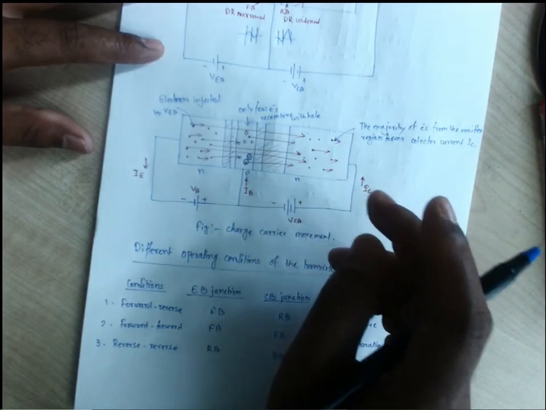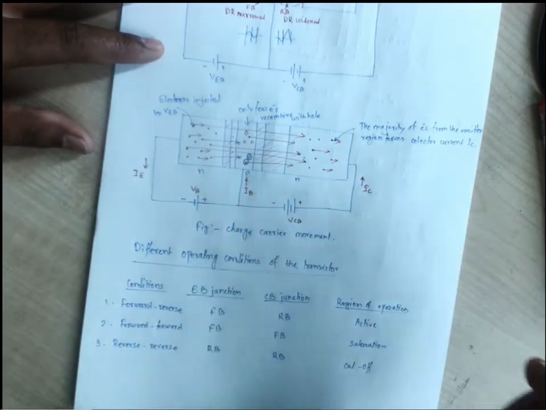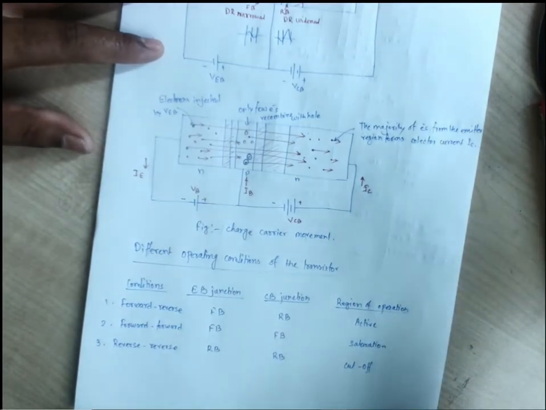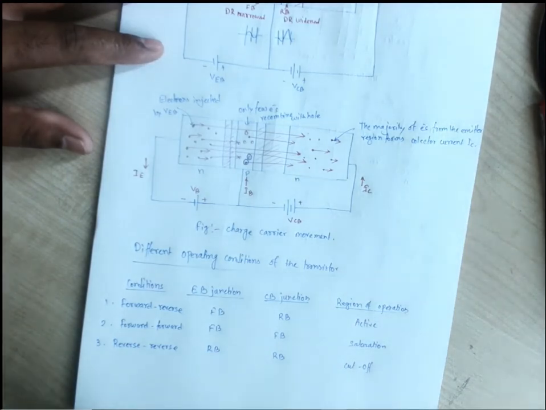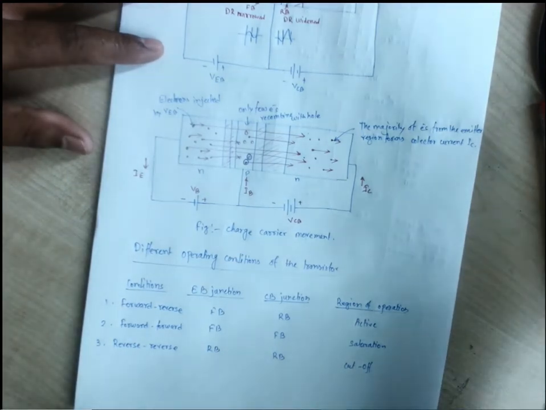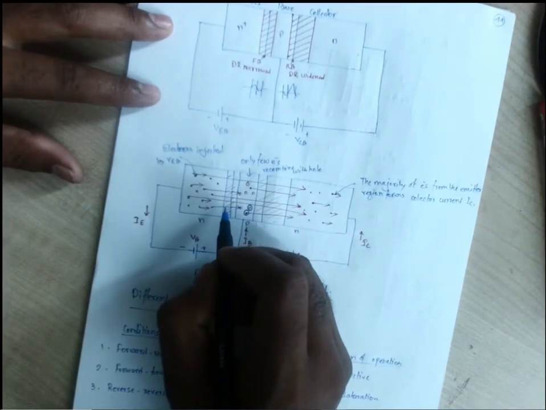So if we practically connect two junctions, a PN junction means simply a diode. If we connect two diodes back to back, will these two diodes give us the operation of a transistor? Obviously no.